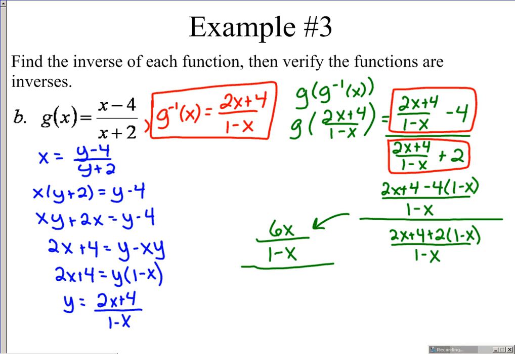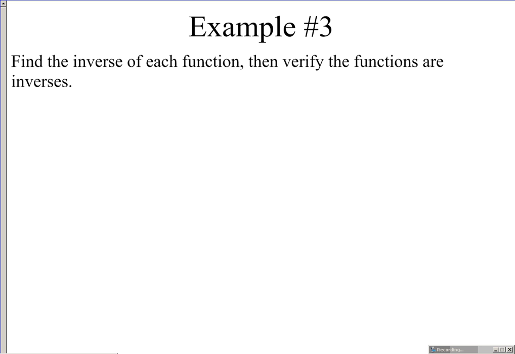In the bottom, we get 2x plus 4 plus 2 minus 2x. The 2x minus 2x is going to cancel. 4 plus 2 gives me 6 over 1 minus x. And now your third and final step, every time you have a complex fraction, multiply up by the reciprocal. When I do that, the 1 minus x's cancel. I'm left with 6x over 6, which is just x. So there's the verification one direction. We now need to go to the other direction. Let's go to the next slide to verify that.